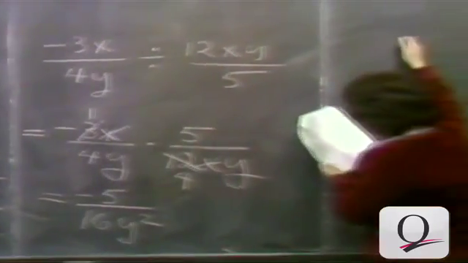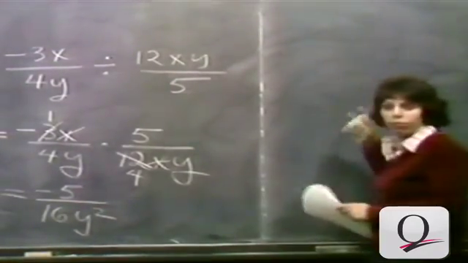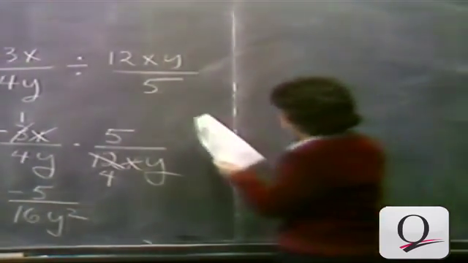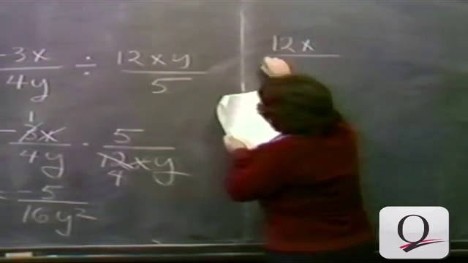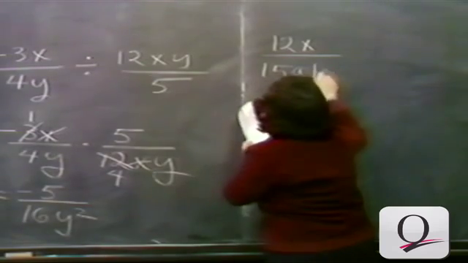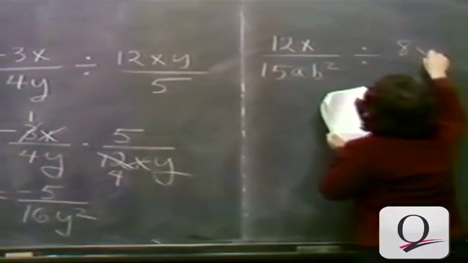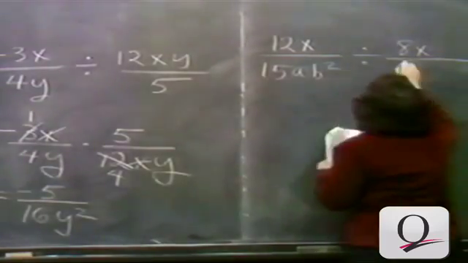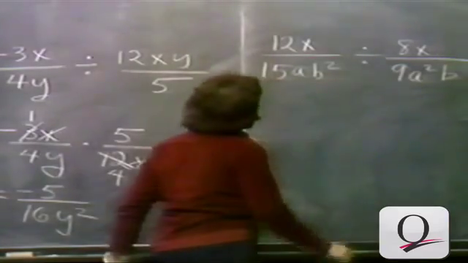Okay, let's try another problem. If you want, you can turn the videotape machine off after you copy the problem and work it out on your own, and then turn it back on to see how you've done. 12x over 15ab squared divided by 8x over 9a squared b.